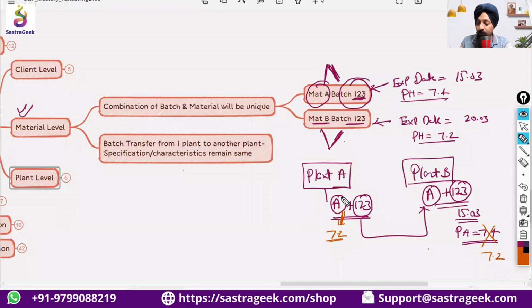So when it moves from one plant to another plant, it moves with its own same characteristics. The same batch will be moving. That is the material level batch.